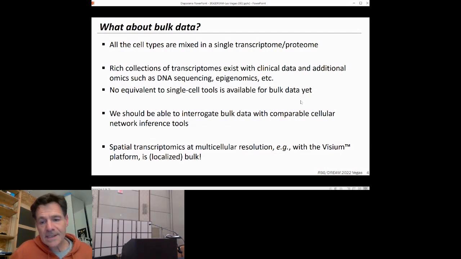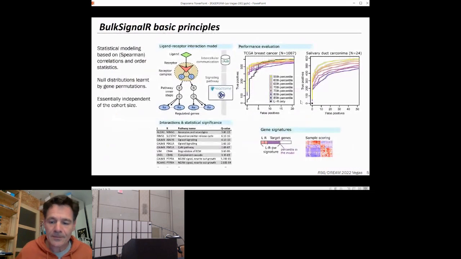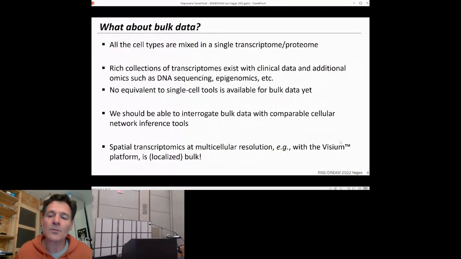And very interestingly, spatial transcriptomics comes in different formats, and in particular in a so-called multicellular resolution format, for instance with this very popular platform, Visium, where multiple cells are analyzed together at each spot. That is, in fact, these data are bulk data, localized bulk data. So how does that work?